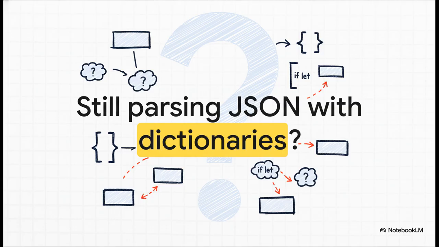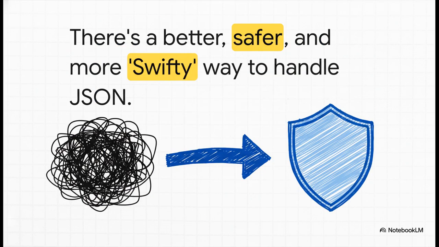So, let's start with a quick, honest-to-goodness question. Are you still wrestling with JSON by hand? You know the drill. Digging through dictionaries with string keys, chaining a bunch of if lets and guard lets together, just hoping you didn't make a typo somewhere? Yeah, we've all been there. It's not great.